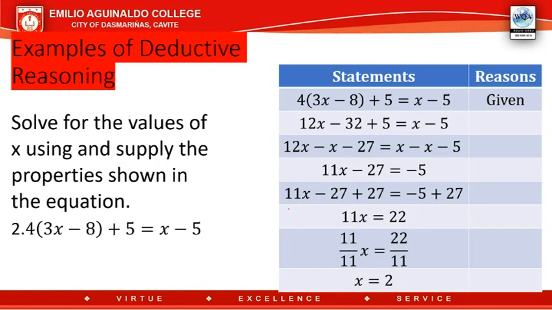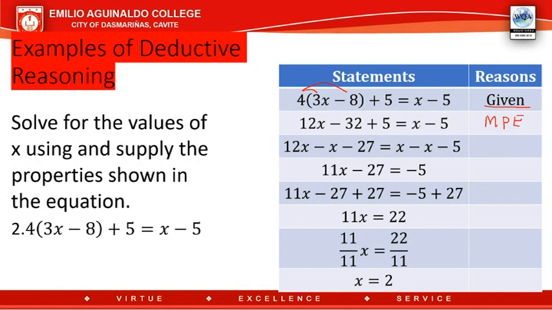Okay, now let's try to solve this problem. We have there 4 times 3x minus 8 plus 5 is equal to x minus 5. We have here the given. The first thing that we have to do is to distribute the multiplication sign over the groupings. So we follow multiplication property of equality. Then 12x, it will give us 12x minus 32 plus 5 is equal to x minus 5.